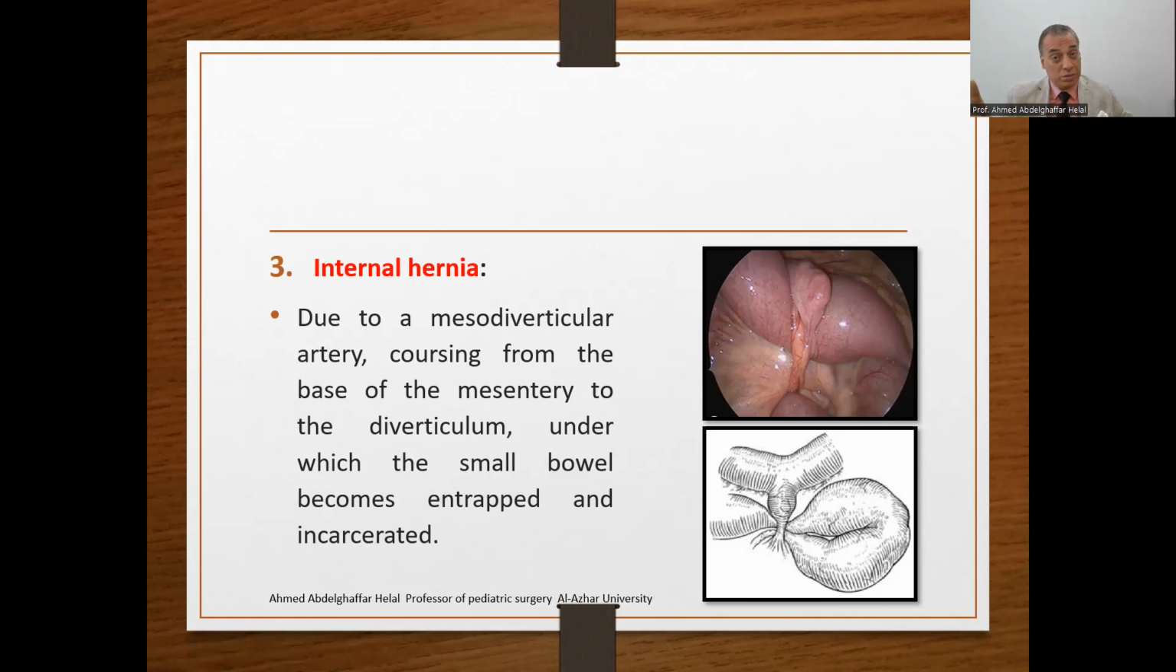Maybe intussusception, inverted Meckel acting as a lead point, maybe volvulus around the patent remnant, maybe internal hernia, herniation of the intestine inside the abdomen below this abnormal band called meso, related to the base of the mesentery, diverticular, related to the Meckel diverticulum. So the name is formed of two parts, mesodiverticular band containing mesodiverticular abnormal vessels.